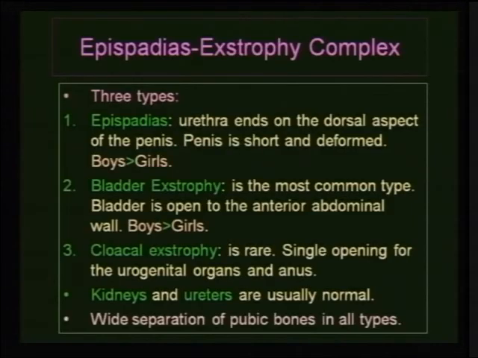What about the urethra? If the external urethral opening is above the normal place, we call it epispadias. If the whole anterior wall of the bladder is open to the abdominal wall, like what we have seen in ectopia vesicae, this is one type of epispadias. If the urogenital tract and the anus open into one opening, this is cloacal exstrophy. And in all these conditions, you will find the symphysis pubis is widened.